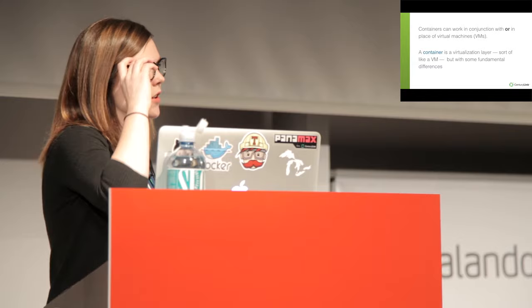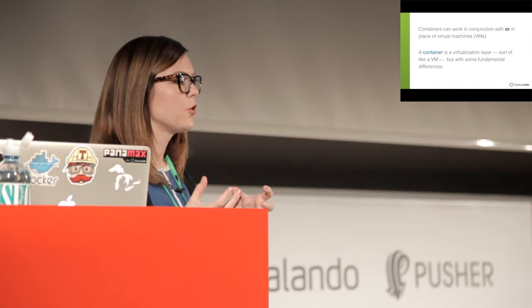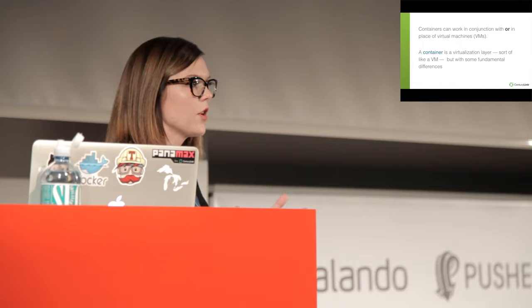And containers can work in conjunction or in place of traditional virtual machines that you might already use in your project. For example, if you use Rails, you might have your Rails application running on one virtual machine and your database running in a different virtual machine. You can replace virtual machine with container. You might have one virtual machine running two containers. So they can work integrated with each other, or you can use one or the other. And again, it is just a virtualization layer.